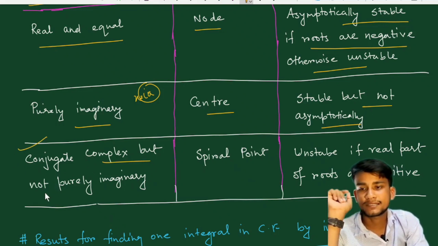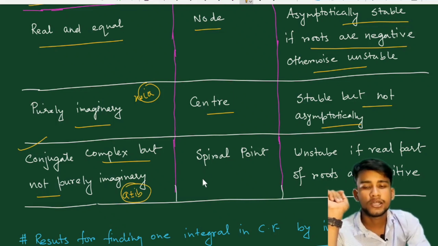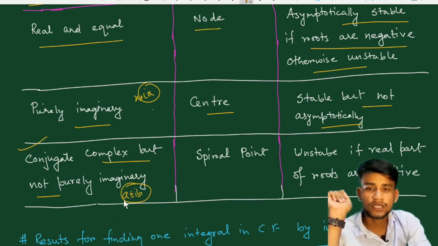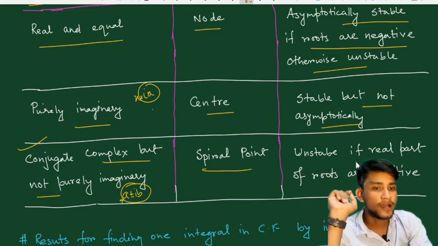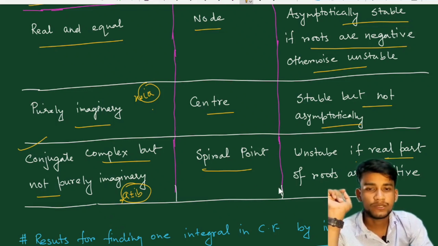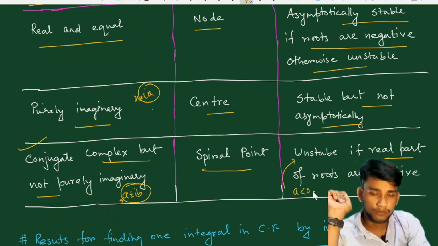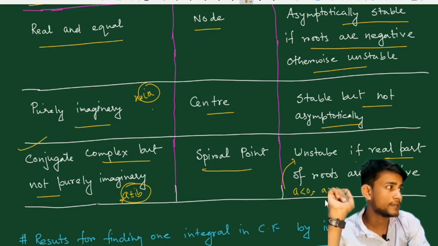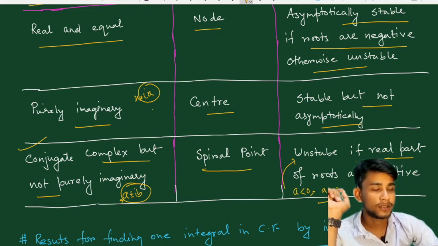Okay, now if we get conjugate complex roots but not purely imaginary, that is, in the a plus minus iota b format, then we get a spiral point. If the roots are a plus iota b, then if a is less than 0, it is stable, or if a is greater than 0, then it is unstable.